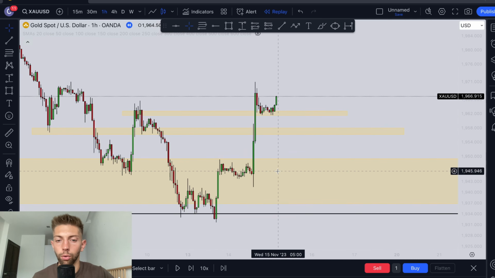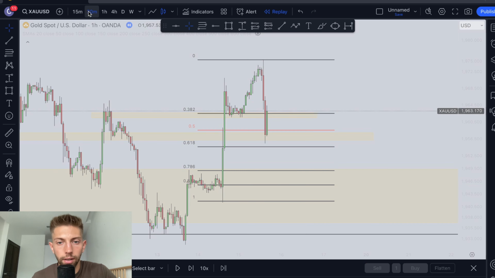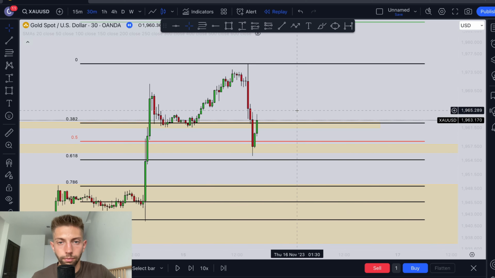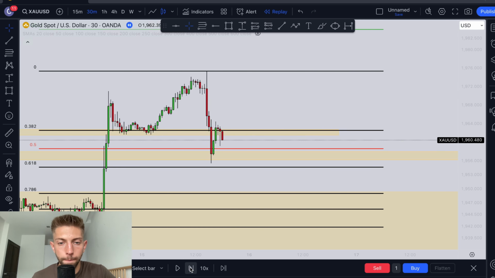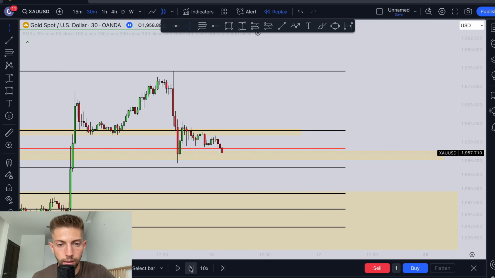Okay, this was not 38.2%, so I'm not entering here. I'm waiting for price to pull back at least 38.2%, which happens here. It pulled back to 50%. So right now, in terms of my entry signal, I'm gonna be waiting for an engulfing candlestick on the M30 and H1 time frame. So I'm still waiting. Price doesn't give me any signal yet.